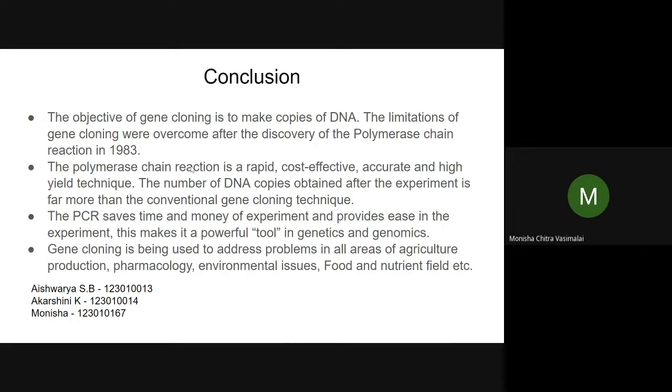The number of DNA copies obtained after the experiment is far more than with the conventional gene cloning technique. PCR saves time and money and provides ease in the experiment. This makes it a powerful tool in genetics and genomics. Gene cloning is being used to address problems in all areas of agriculture, production, pharmacology, environmental issues, the food and nutrition field, etc.